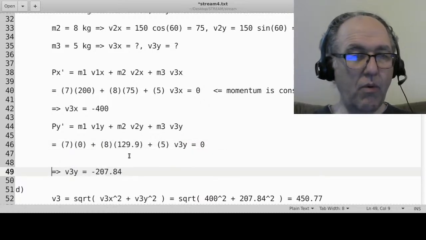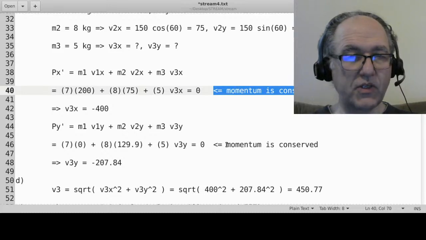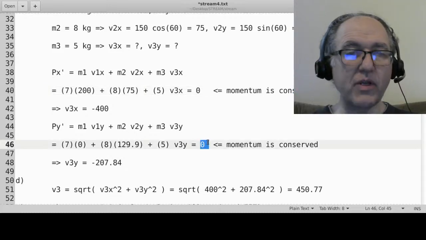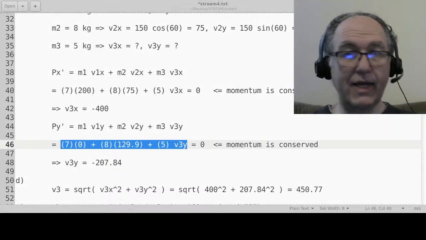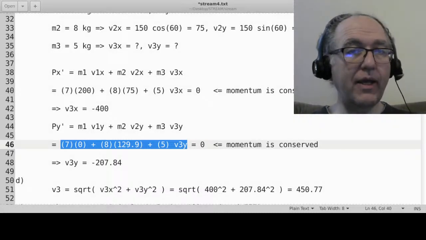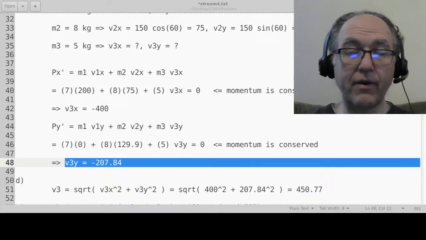And you ask, why is that equal to 0? Same thing as before. The total momentum is conserved, and you know that the momentum before is 0, so therefore this entire expression after must also be 0. It has to be 0 before and after. And so working that out, you will get that number right there.